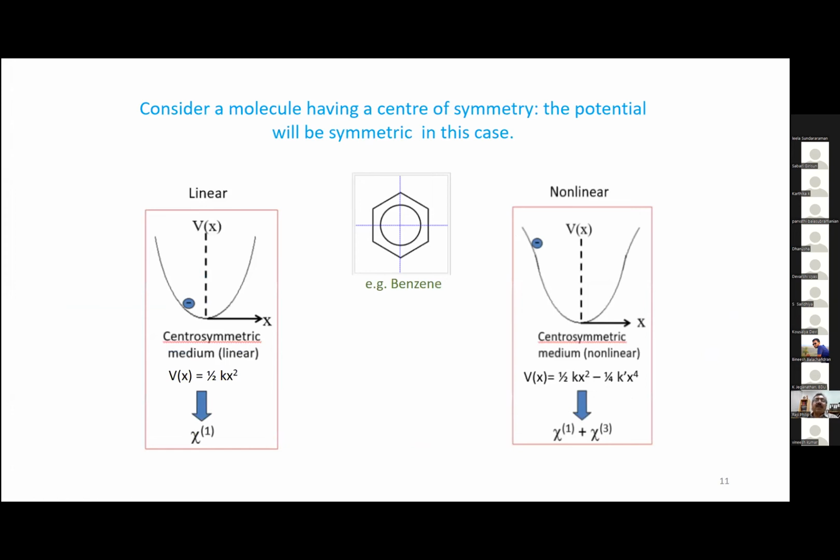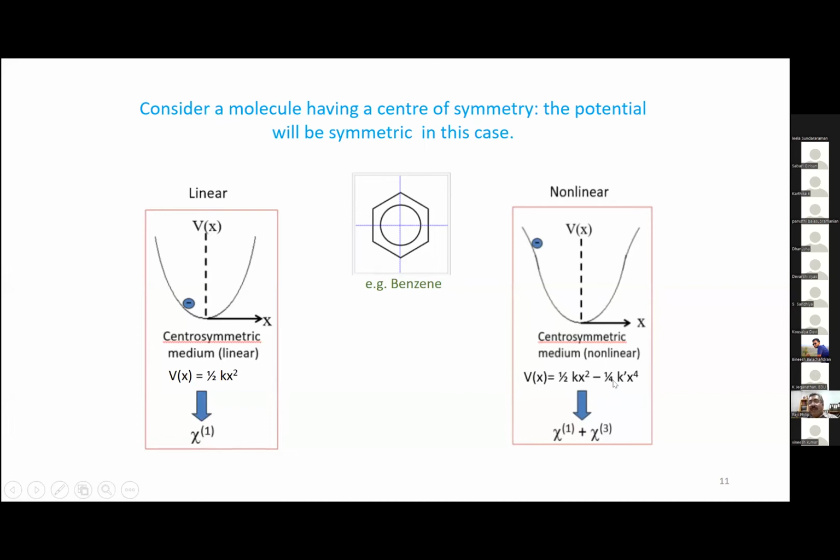Now let us consider a molecule which has a center of symmetry. The potential will be symmetric in this case. When the molecule has a center of symmetry like benzene, naturally the potential has to be symmetric. So the linear response is here, the nonlinear response is here. The linear response is, of course, a parabola, as we have seen before, and that gives you chi1.